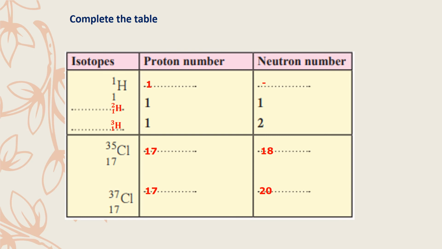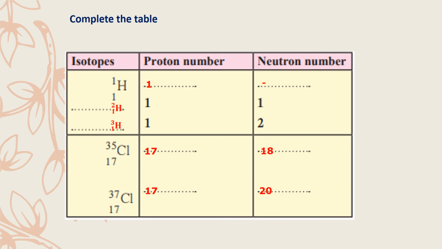Now the second isotope is 2H1, that is deuterium. Proton number is 1 and neutron number will also come 1 because 2 minus 1. Now the isotope is tritium, 3H1. So proton number is 1 and neutron number will be 2. Now the next isotope is chlorine, that is 17Cl35. So proton number is 17. Then for neutron number we have to subtract 35 minus 17. So that will be 18.